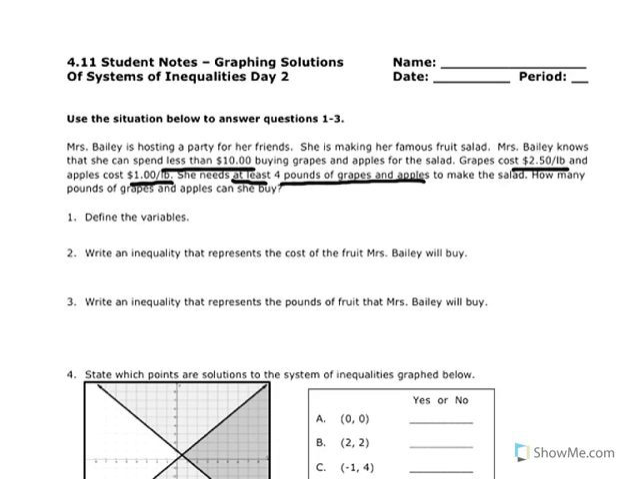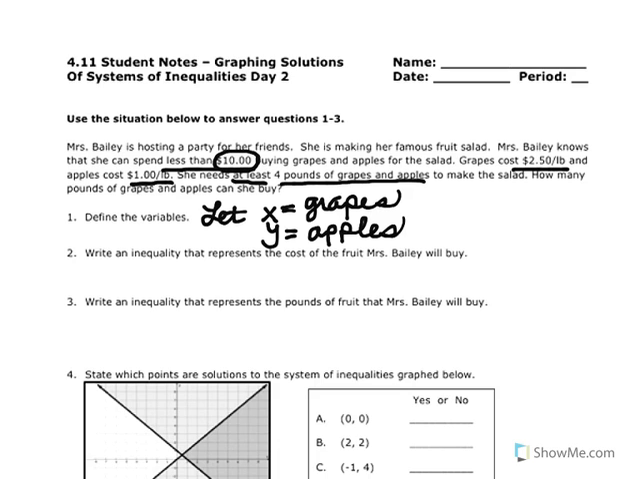Okay, so we're going to have to set up an equation, so we always do that using let statements. So let x equal the grapes and y equal the apples. Now there's two things we got going on in this problem. We have the amount of money she can spend. She says she has to spend less than $10. But she wants to get at least 4 pounds of grapes and apples. At least means greater than or equal to. So let's do our two equations.